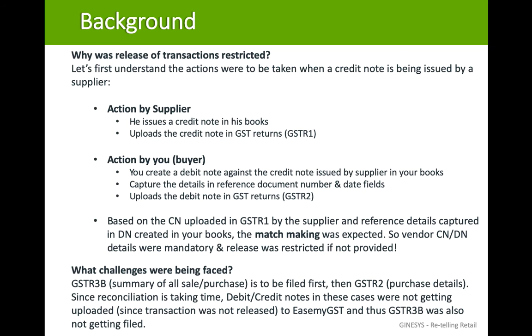But now the challenge is that GSTR 3B, which is the summary of all sales and purchases, is to be filed first and then GSTR 1 or 2 has to be done at a later stage. Due to this reconciliation delay, GSTR 3B was also not getting filed. So we had requests from most of our customers to allow release of purchase debit notes and credit notes without specifying the vendor's document details, which they wanted to fill in at a later stage.